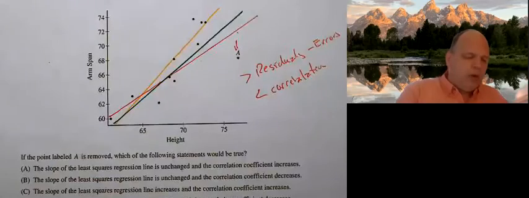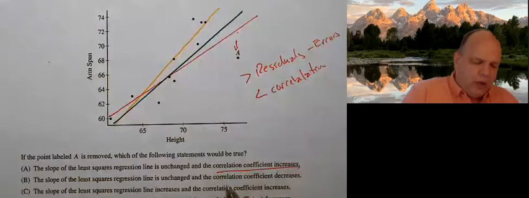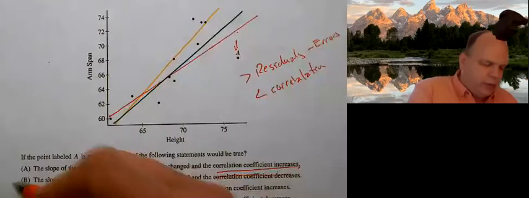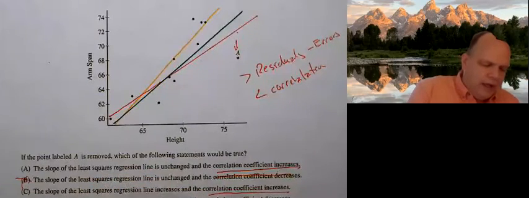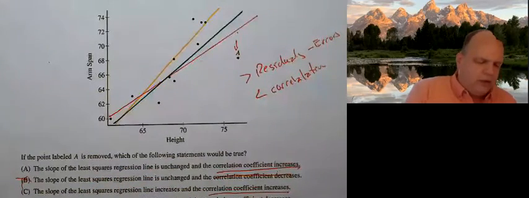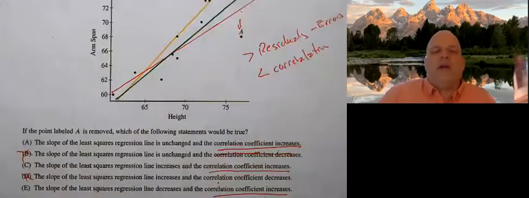So we get rid of A, our correlation should increase. So correlation increases, I like that. Correlation decreases, that's false, so that gets rid of this. Correlation increases, that's good. Correlation decreases, that's bad. So these are possibilities. So the ones with correlation increases are the ones that are most likely to be the case.